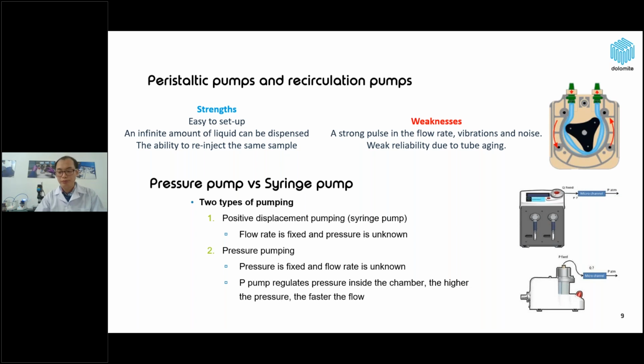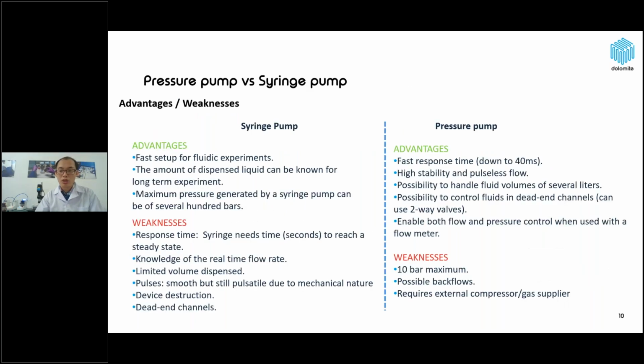Syringe pumps are the most commonly used in flow control systems in microfluidics, even though in the last 5 years researchers have begun to use more alternative flow control systems. The main advantage of syringe pumps is that they are quite easy to use and very fast to set up for microfluidic experiments. Another advantage is that the amount of dispensed liquid can be known for long-term experiments, and the maximum pressure generated by a syringe pump can be high, up to several hundred bar.